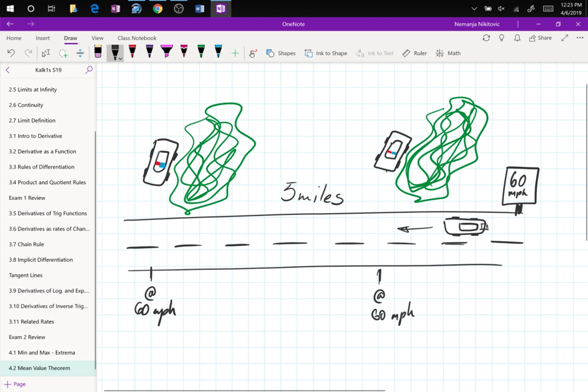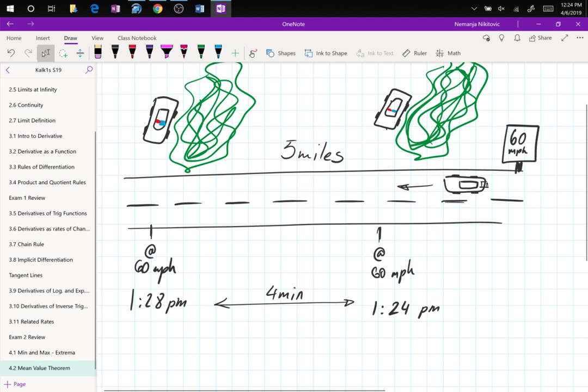You passed through the first trap at, let's say, 1:24 p.m. and then you pass through the second one at 1:28 p.m., making the difference of 4 minutes. So the first car was not just measuring the speed, it also gave a timestamp when you passed by.